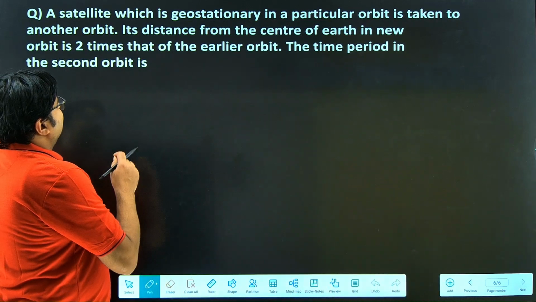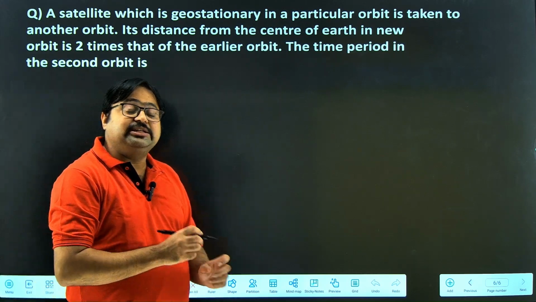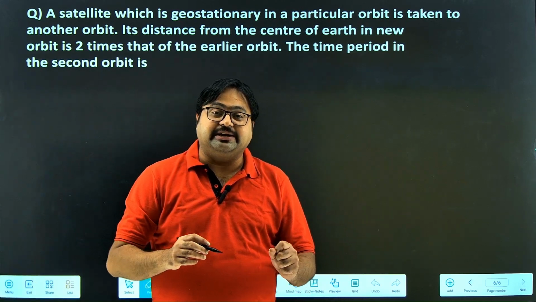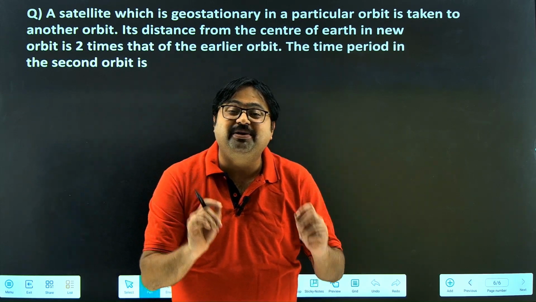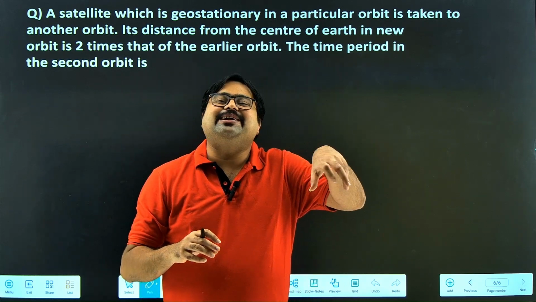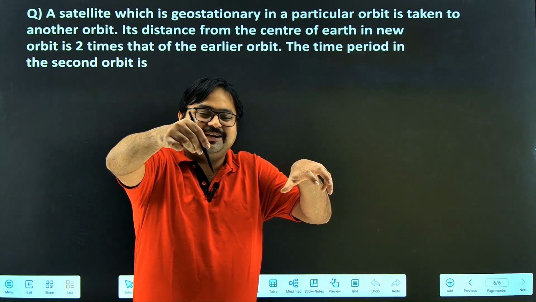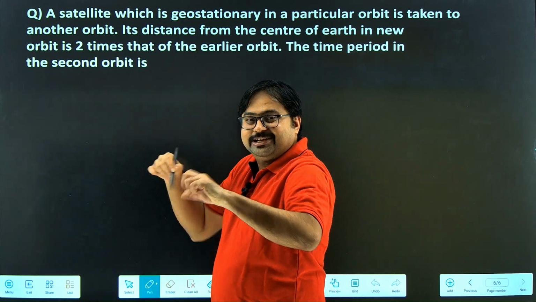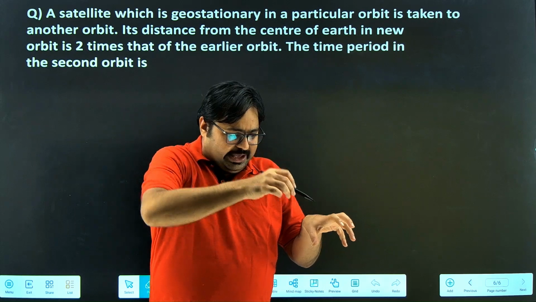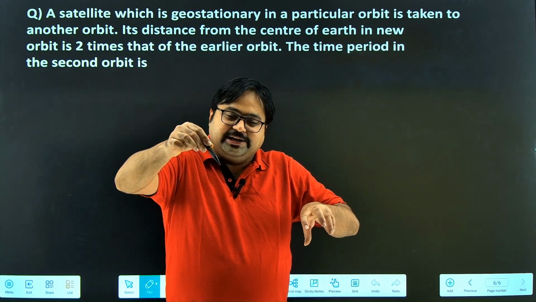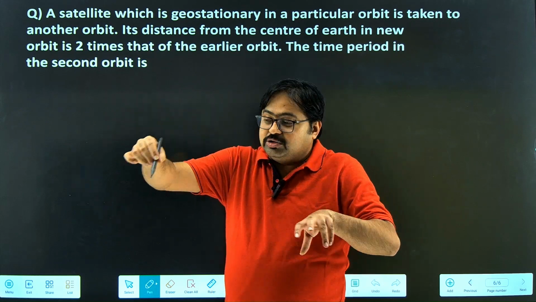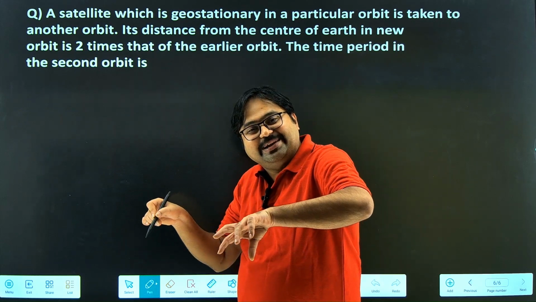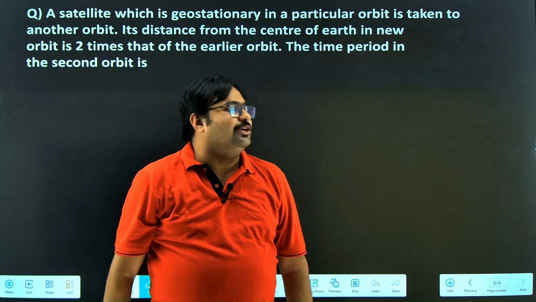A satellite which is a geostationary. Now the question is, sir, what is a geostationary satellite? A geostationary satellite is one which has the same period as that of the Earth. Earth rotates once in 24 hours. The satellite also rotates exactly once in 24 hours. That means if it is above India, it will always remain above India because both of them are turning at the same rate. So this is what is a geostationary satellite.